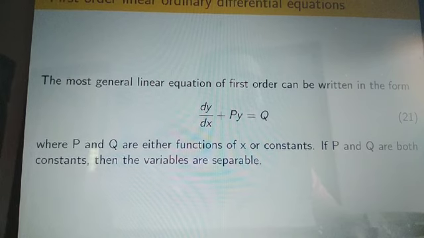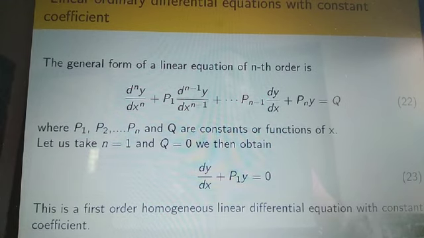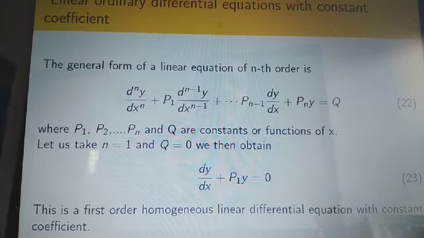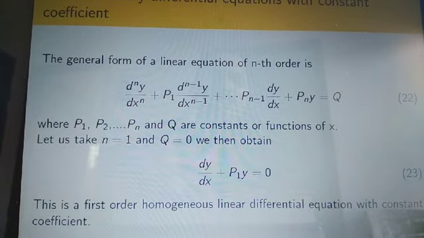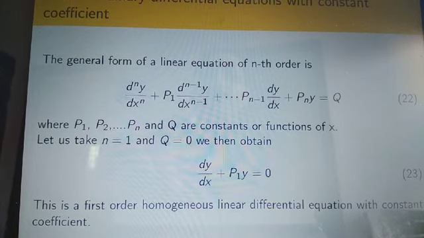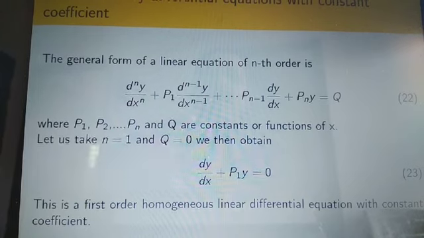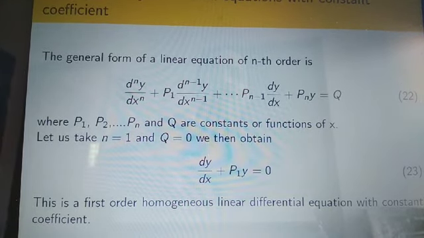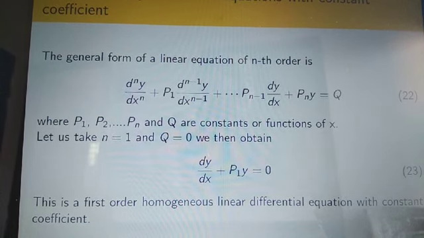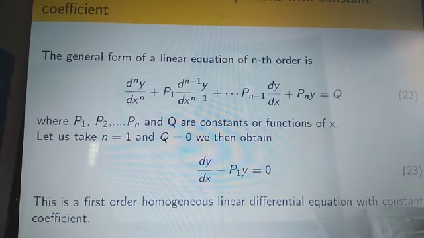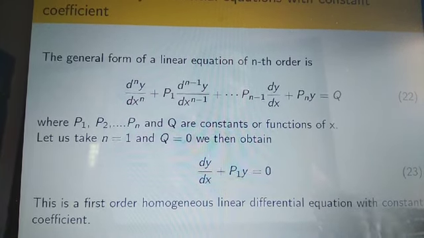How do we solve a differential equation? There are so many techniques. This is the general form of the nth order linear differential equation, dⁿy/dxⁿ plus p1 dⁿ⁻¹y/dxⁿ⁻¹ and so on, equals Q, and p1, p2, ..., pn, Q are all constants or functions of x alone. If we put pn equal to 1 and Q equal to 0, then we can obtain dy/dx plus p1y equals to 0. This is the first order homogeneous linear differential equation, the simplest one.